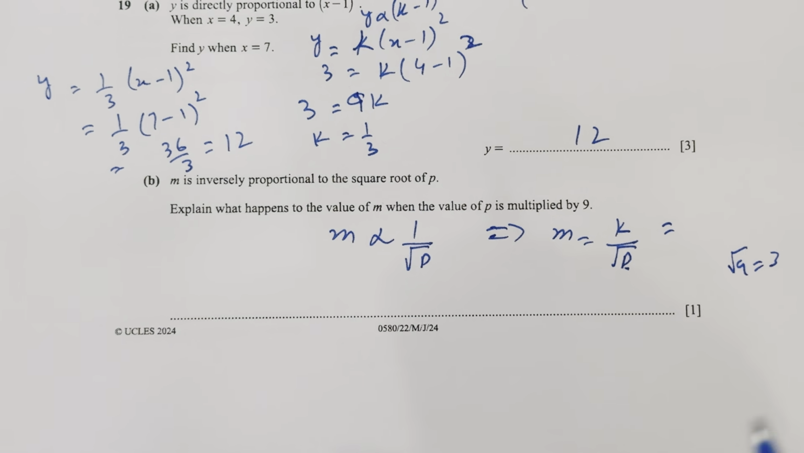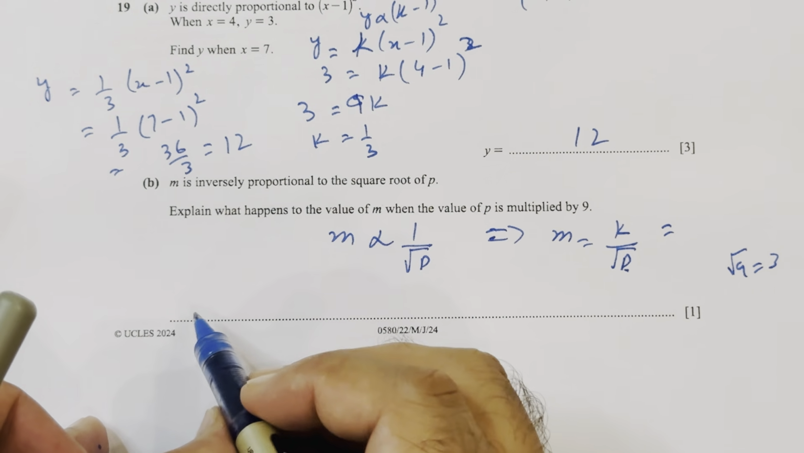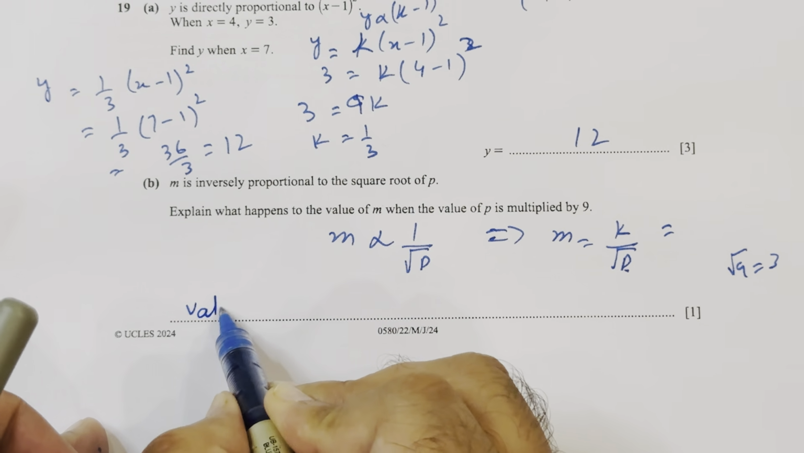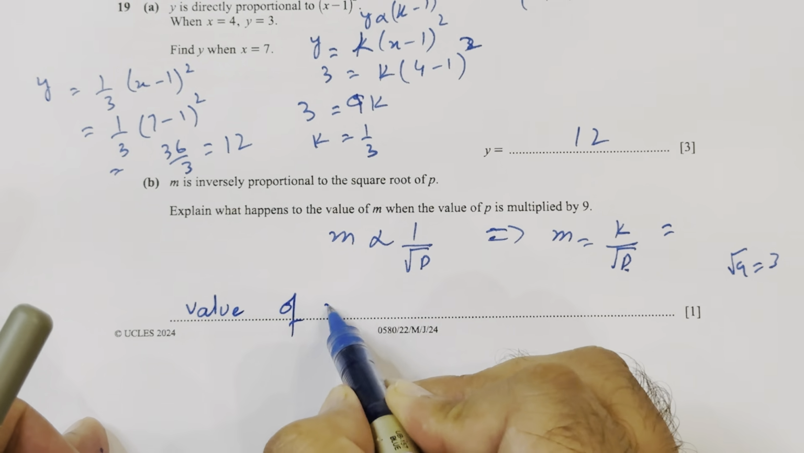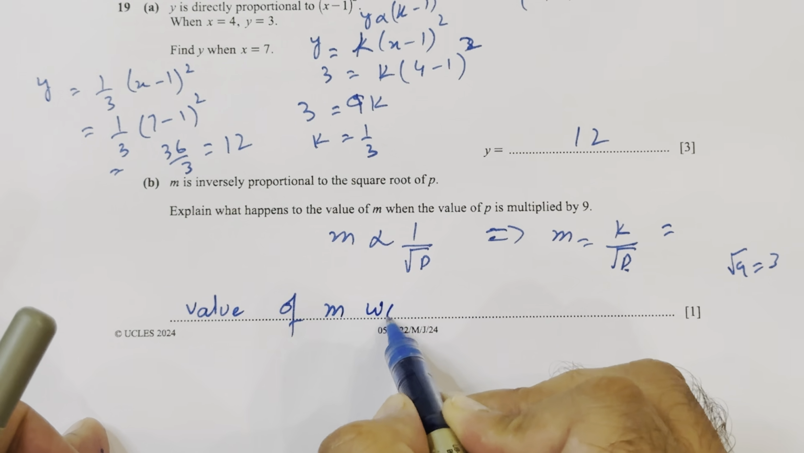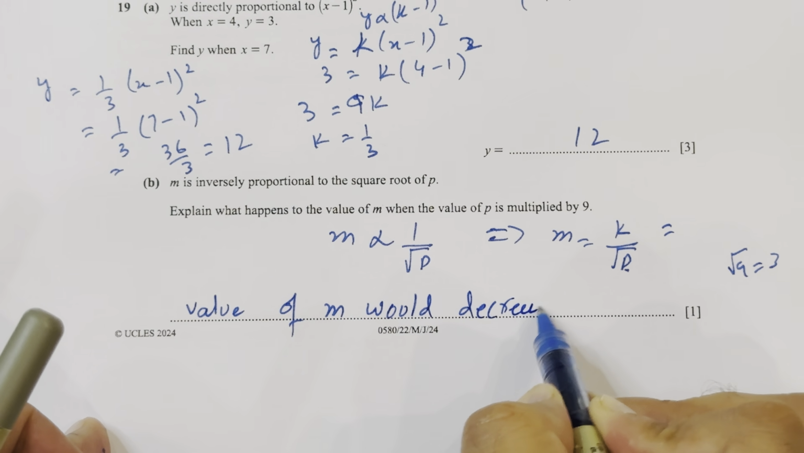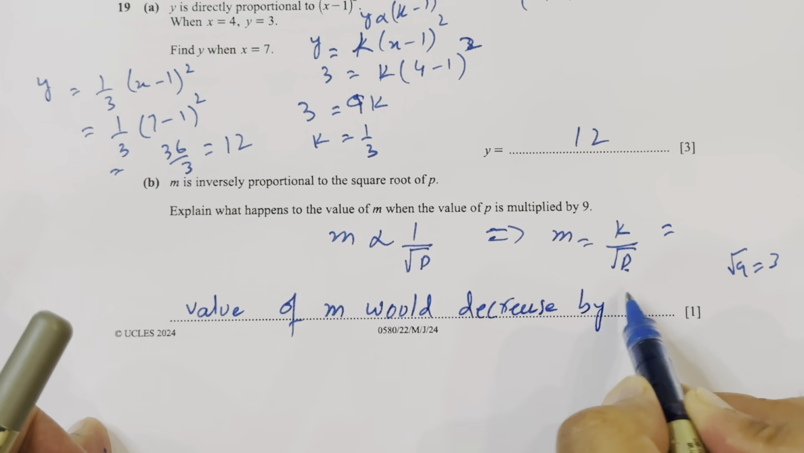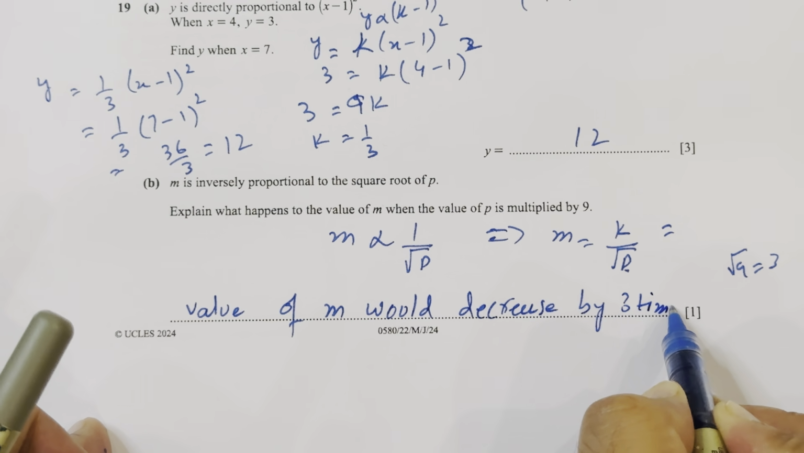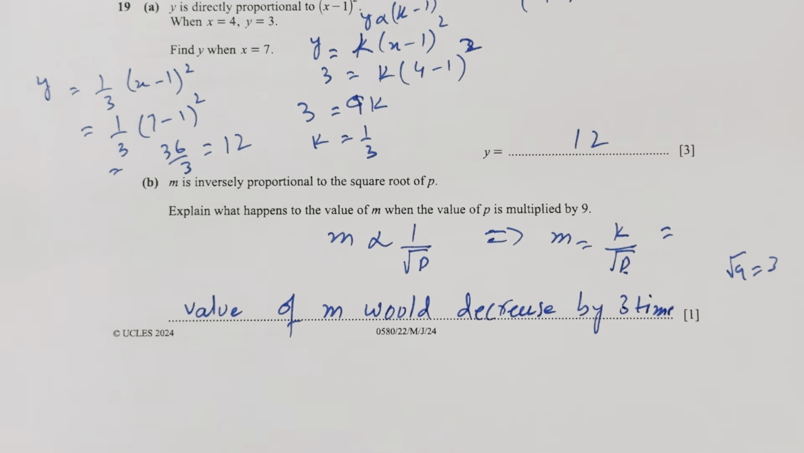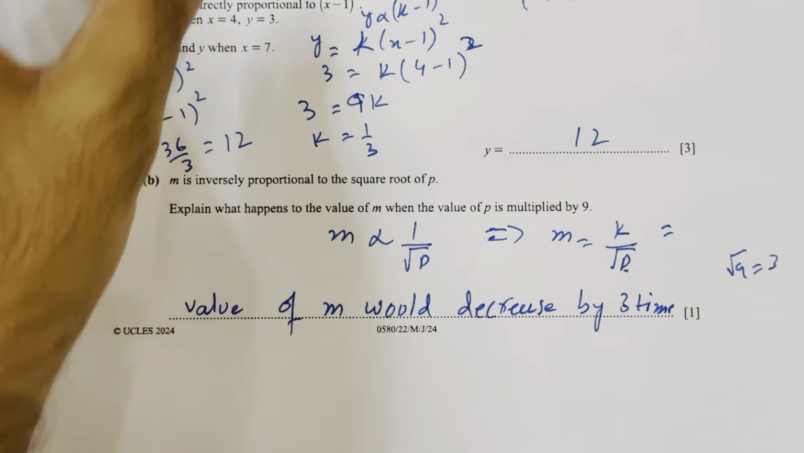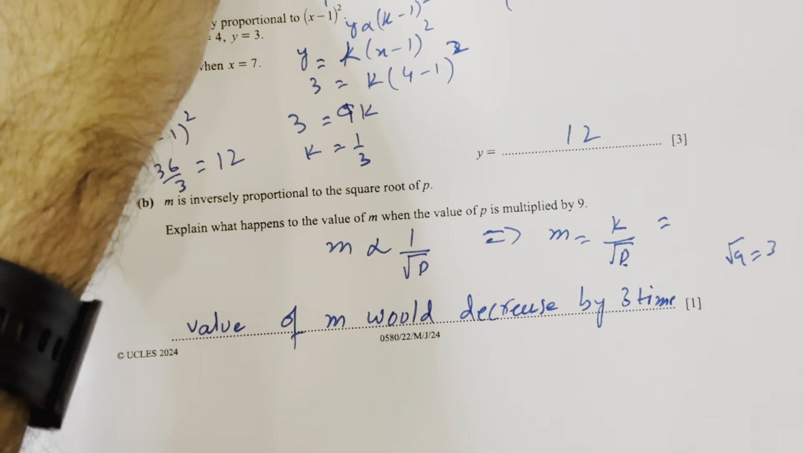So we're going to write the answer. Value of m would decrease by 3 times. And if it is multiplied by 16, next year if the examiner goes like that, you need to write your answer: it would be reduced by 4 times.